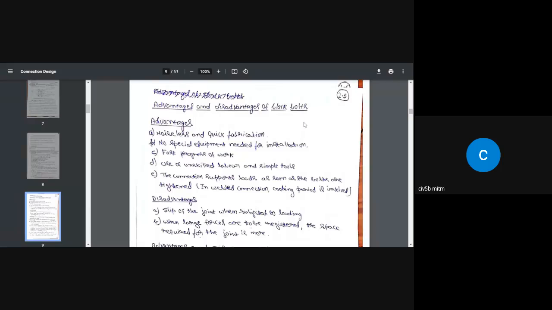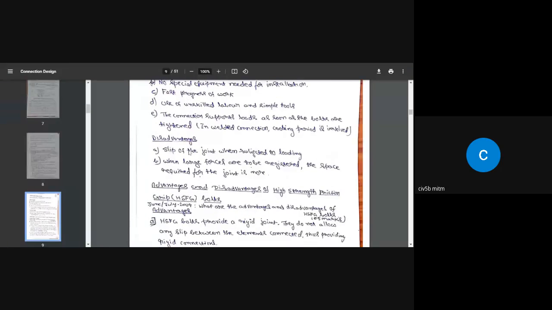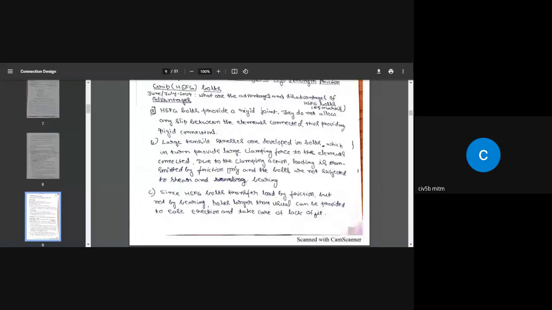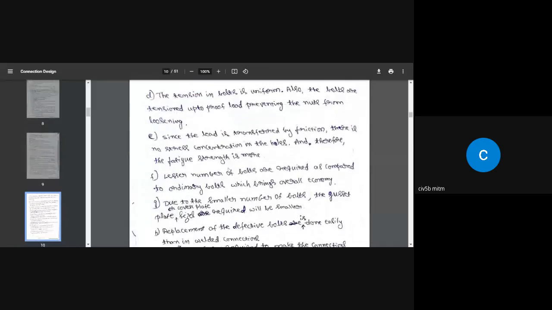Next, advantages and disadvantages of black bolts. Black bolts are ordinary bolts, or grade C bolts. It is one and the same. So what are the advantages and what are the disadvantages? Similarly, advantages and disadvantages of HSFG bolts, that is high strength friction grip bolts. These are the advantages, and we have several disadvantages as well.